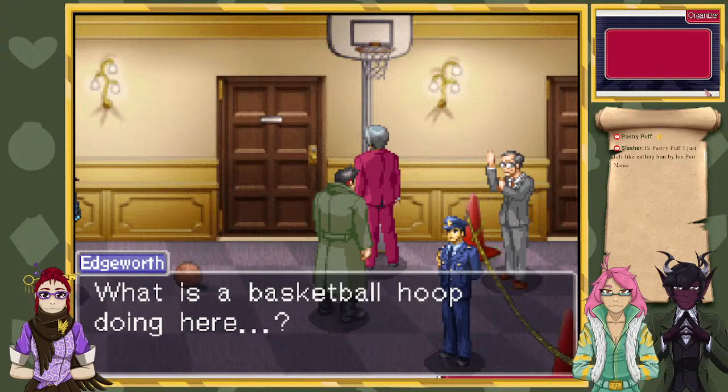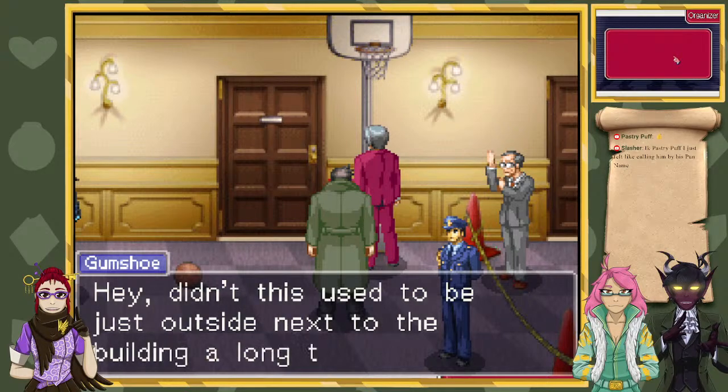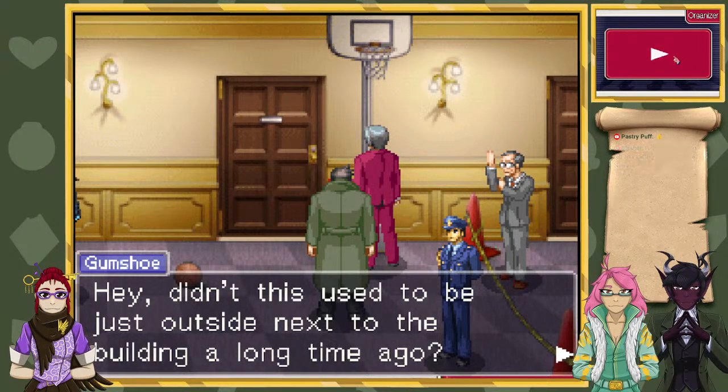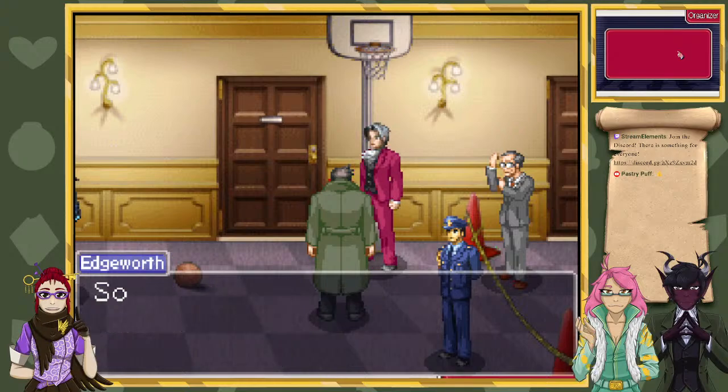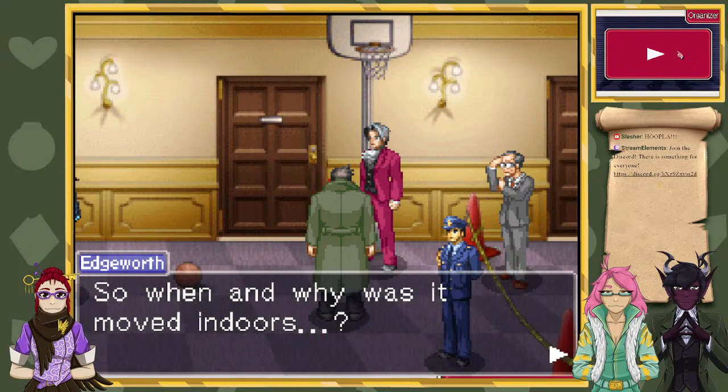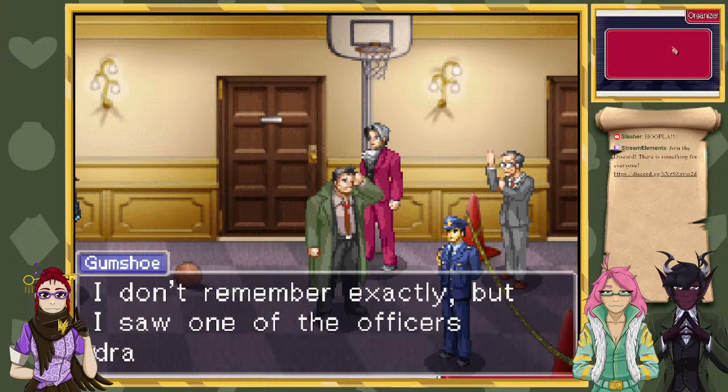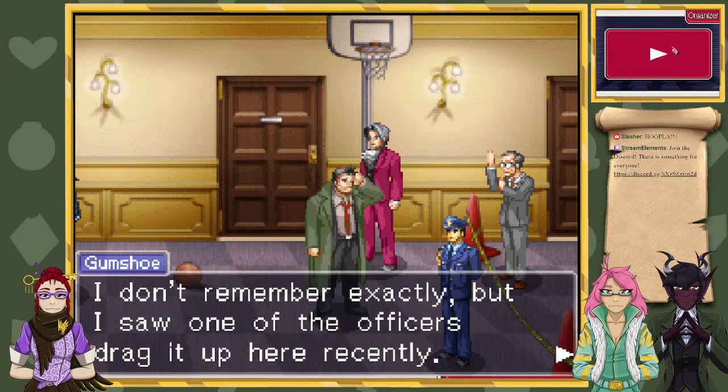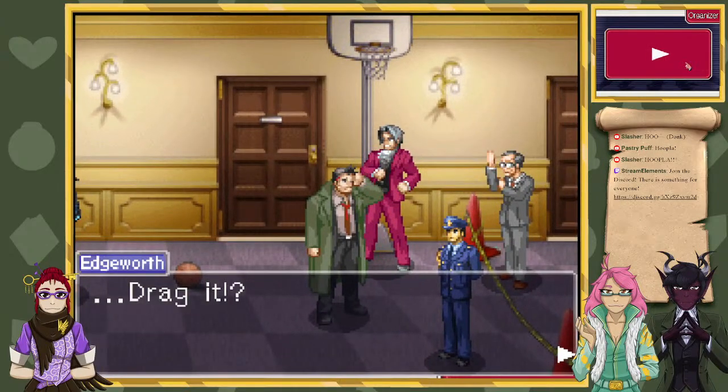A hoop. What is a basketball hoop doing here? A lot of hoopla, that's what it's doing here. For one credit. Hoopla! Hey! Didn't this used to be just outside next to the building a long time ago? What? So when and why was it moved indoors? Why do I feel like this is going to be a crucial thing? I don't remember exactly, but I saw one of the officers drag it up here recently. I don't think it'll be a crucial thing.